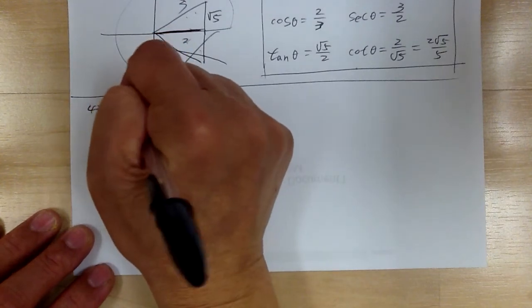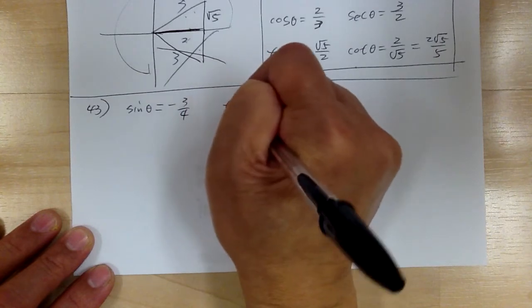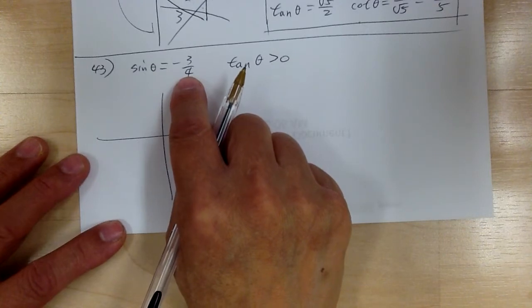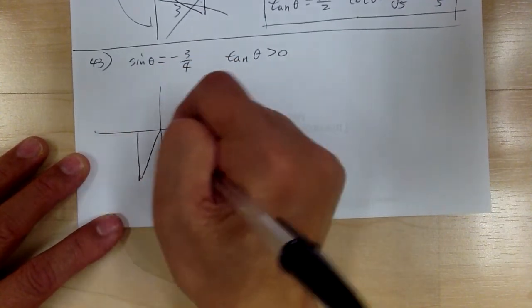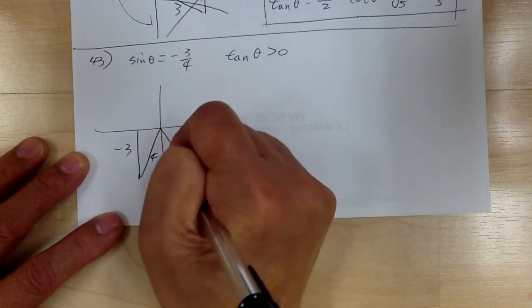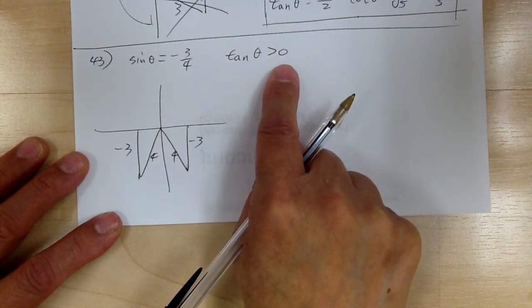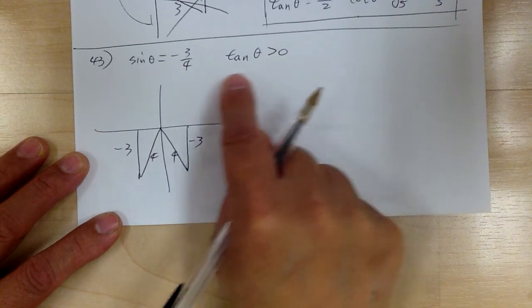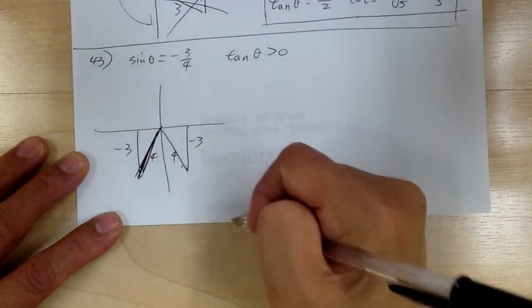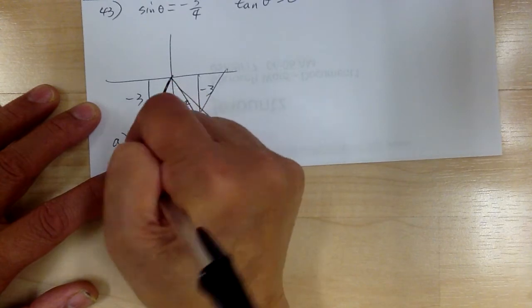Number 43, you have sine theta equal to negative 3 over 4, and tangent theta is greater than 0. So sine is negative, so it's going to be over here and over here, right? Negative. So you've got negative 3 over 4, negative 3 over 4. The next one, tangent is greater than 0 means tangent is positive. Okay? Tangent is a slope. So the slope is positive. This will give you the positive slope. This one is negative. Right? This is going down, so it is negative. So this one is out. So for part A, your quadrant would be quadrant 3.